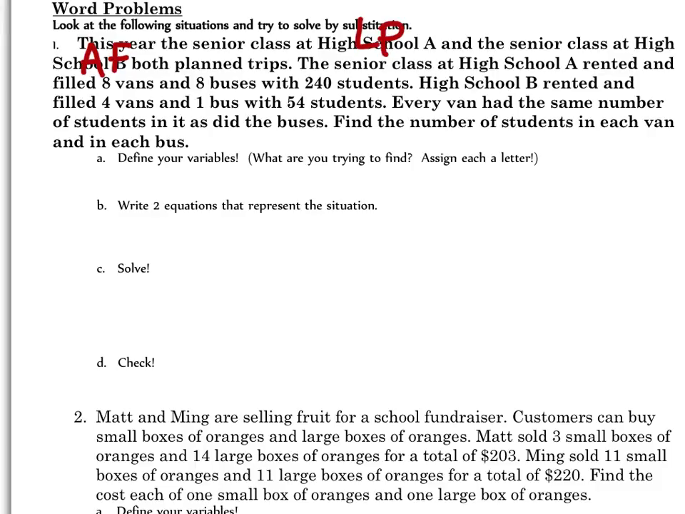The senior class at, this would be Lone Peak, rented and filled 8 vans and 8 buses with 240 students. This is Utah. Rented and filled 8 vans and 1 bus with 54 students. Every van had the same number of students as did the buses. Find the number of students in each van and each bus. All right, good luck, Christian.